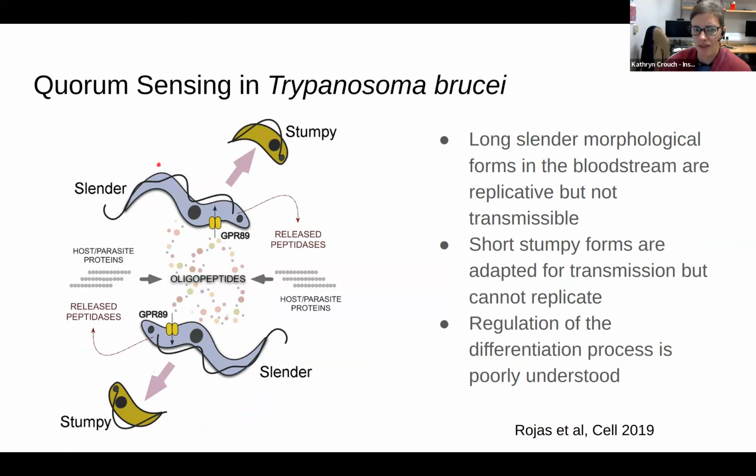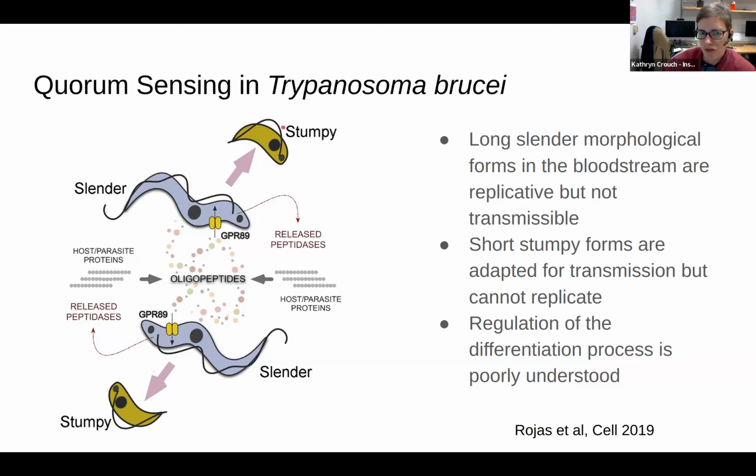And in the human host, it has two main forms. So one of those is this form that's known as the slender stage. It's so-called because it's long and thin. And that's the predominant form in the human host. That's the form that lives in your bloodstream. It replicates, so it's going to increase the load of the parasite in your blood. It's primed for metabolizing sugars that are present in your blood, but it can't be transmitted.